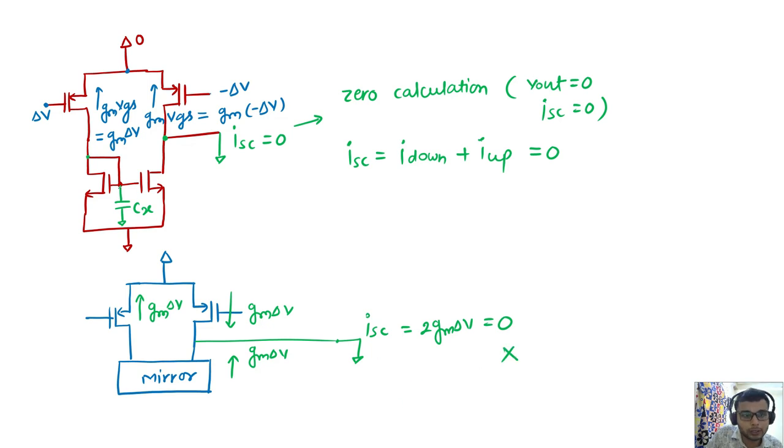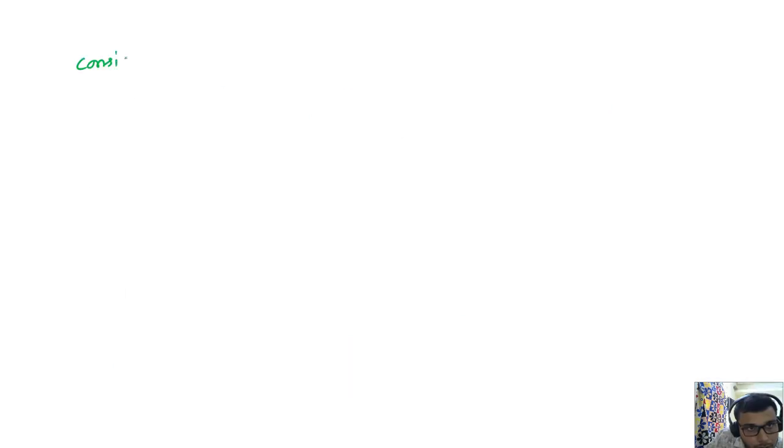If I am not considering any significant cap here, then we cannot say there is a zero, because this cap is making a contribution to the input to output direct relation, because there is a mirroring action happening. Due to the mirroring action, there are two paths for the current, so the total current can be zero. Now we consider the effect of the Cx capacitance.